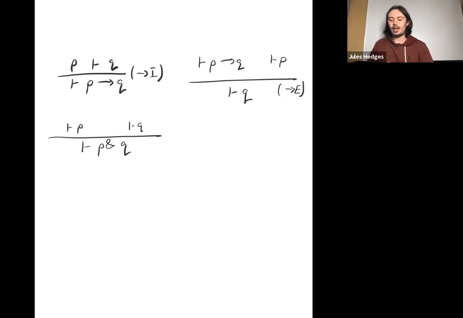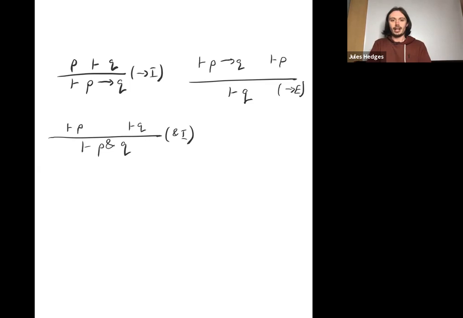So if we have a proof of P and we have a proof of Q, we can join them together to make a proof of P and Q. This is and I for introduction. So this is another example of a branching proof rule.